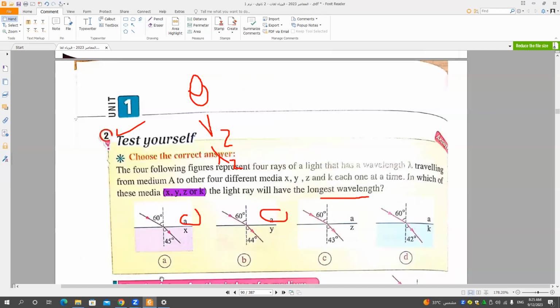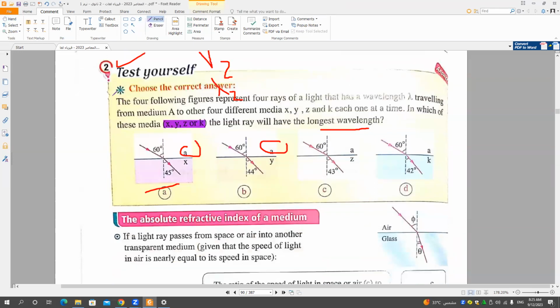We need the greatest angle of refraction. It will be A, 45. 45 is the true answer.